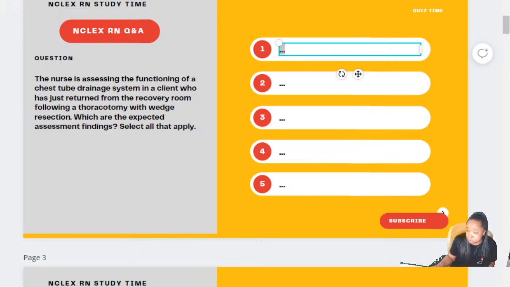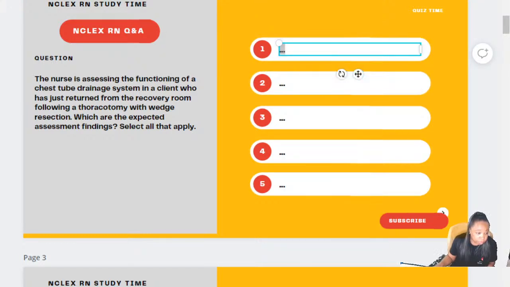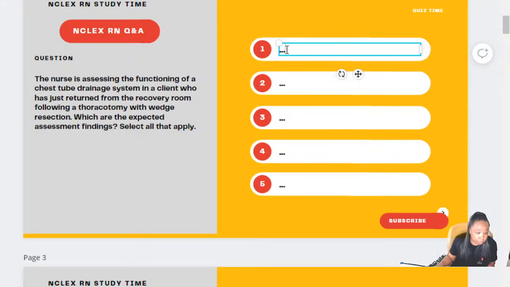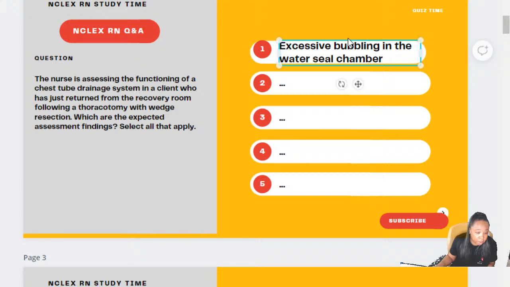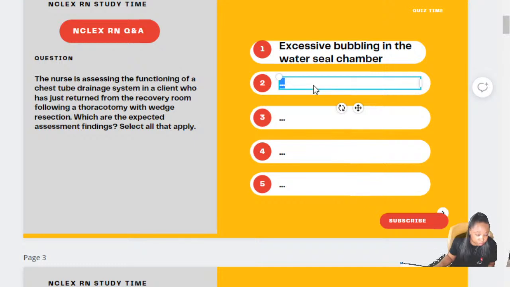So let me put the first answer. The first answer is, okay, and I paste it. It says excessive bubbling in the water seal. The second one is vigorous bubbling in the suction control chamber.